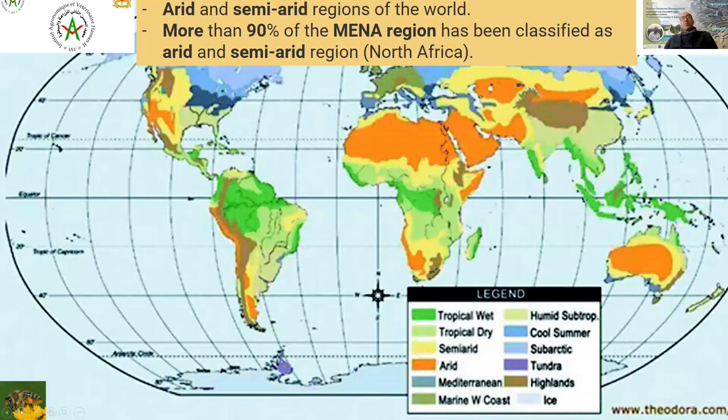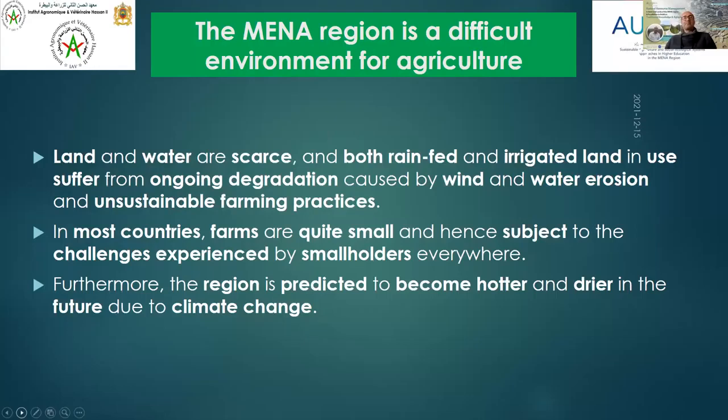This worldwide map shows arid and semi-arid regions of the world. More than 90% of the MENA region has been classified as arid and semi-arid, including North Africa and the whole Middle East.